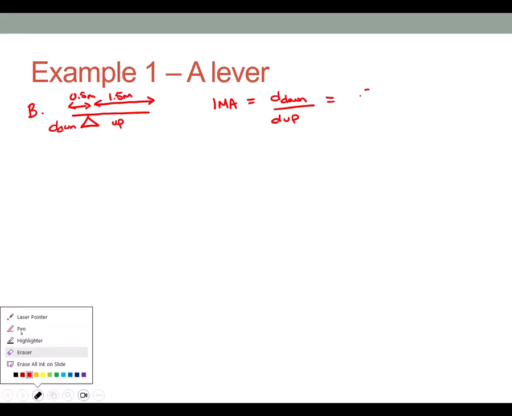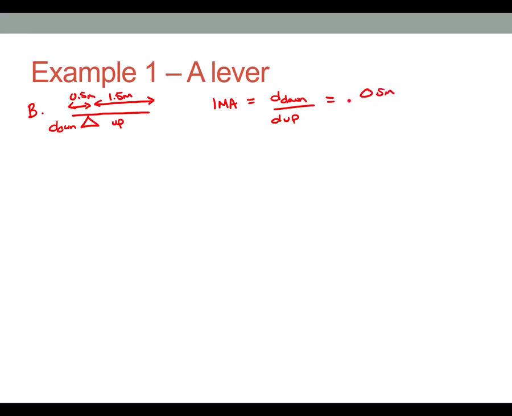Erase it. D down is 1/2 meter, 0.5 meters, divided by our 1.5 meters, which that fraction is 0.33, right? So we're going to push down on the one side. The other side's going to go up. Where's the trade-off here? Well, it's in the forces, right? We're not really thinking about the forces.